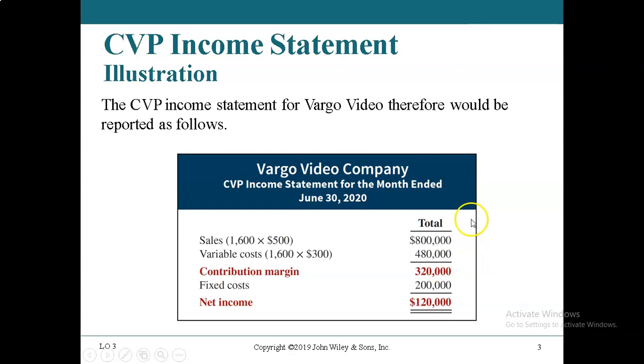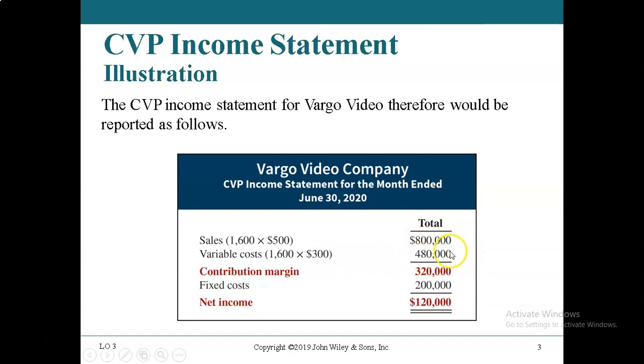And this is called a cost, volume, profit income statement. So CVP stands for cost, volume, profit. So here we have sales of 800,000. So how do we get 800,000 in sales? We sell 1,600 units at $500 each. That's 800,000. We sell 1,600 units and the variable cost is $300. So that means variable cost is 480,000.